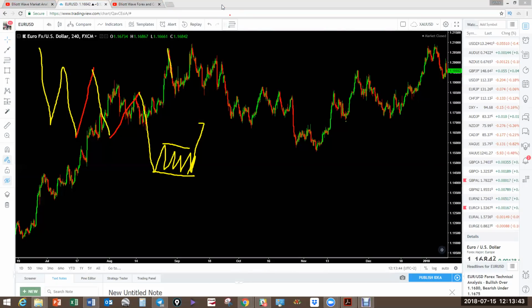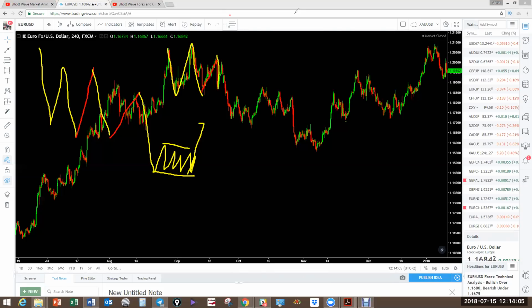So that's 1, 2, 3 here. Look at this one here. It makes 1, 2, 3 down. After that, it makes a pullback like that. Okay, so 1, 2, 3 pullback. After that, it didn't reach the correct level. It makes a pullback. It's a 1, 2, 3 wave move there. After that, it makes a yellow down.